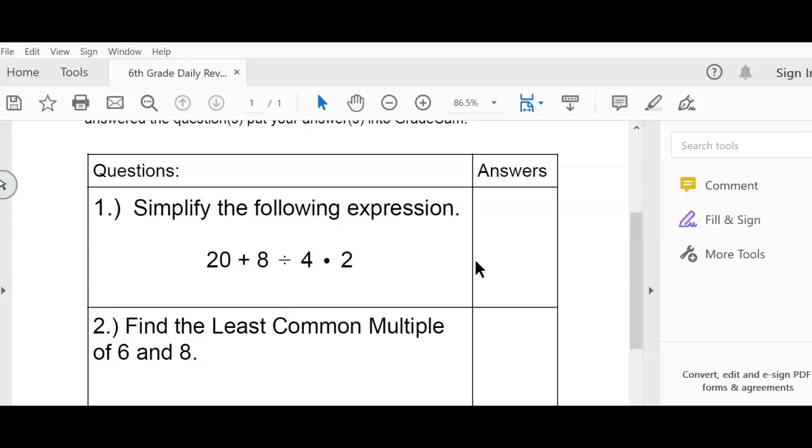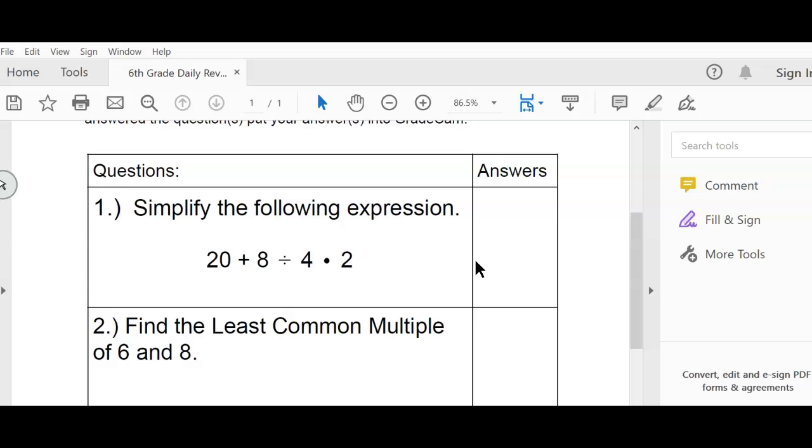This is an order of operations problem. The first one, simplifying the expression. We need to use GEMDAS. Okay? If you can solve this problem, it shows me that you have an understanding of GEMDAS. If you can't, then you don't understand GEMDAS. Okay, so let's go through it and make sure you ask questions if you are still confused.